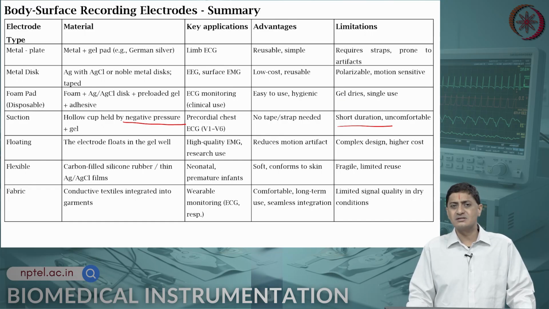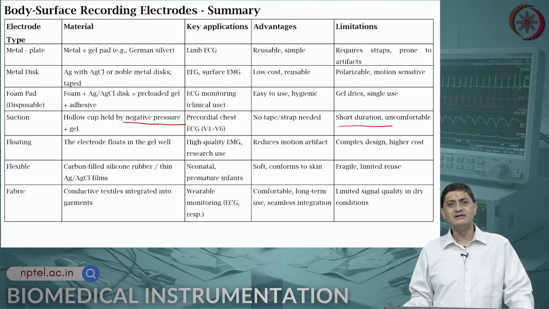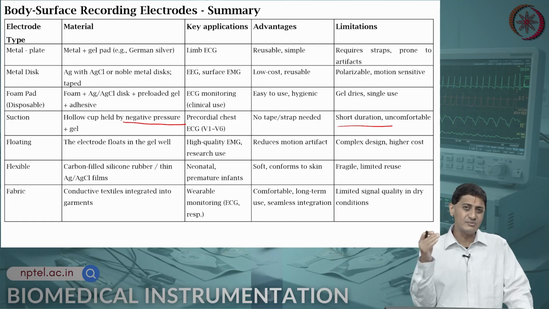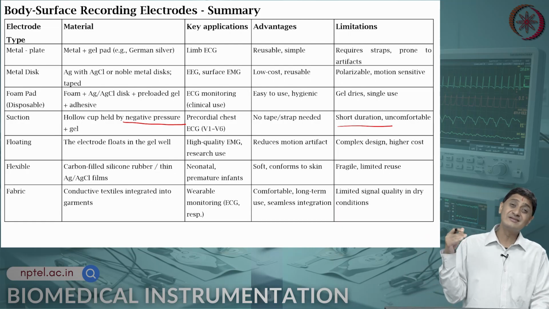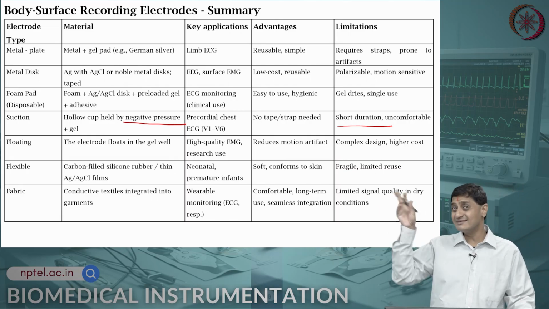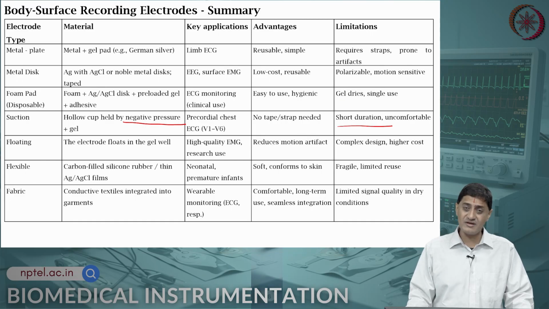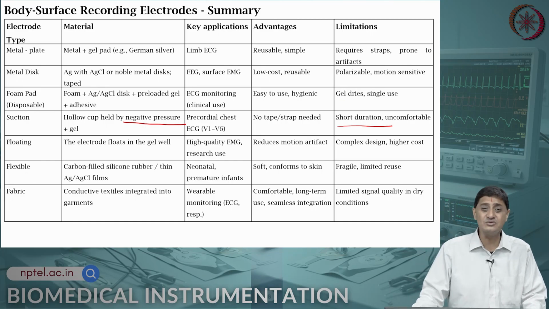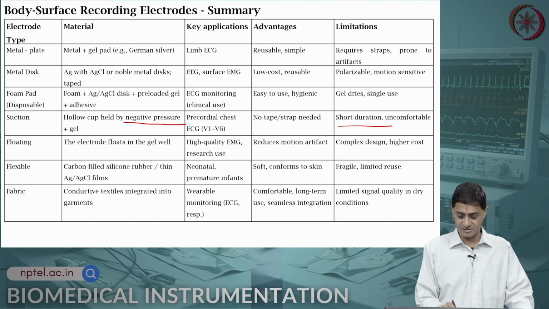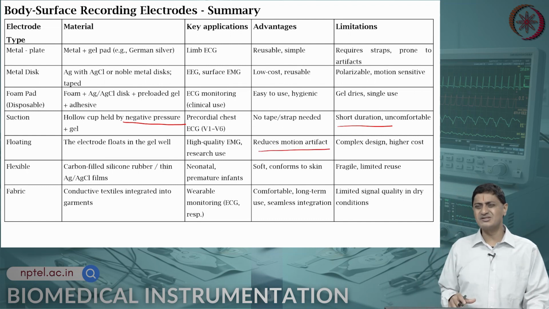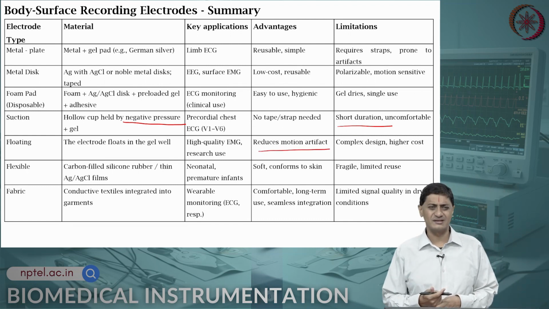Floating electrodes essentially float in a gel well. So there is a huge amount of gel within which the electrode floats. If there is any motion, that motion happens between the skin and the electrolyte gel and not between the gel and the electrode itself. So this is one way in which you could mechanically reduce motion artifact, right. But the design is quite complicated and the cost is quite high.